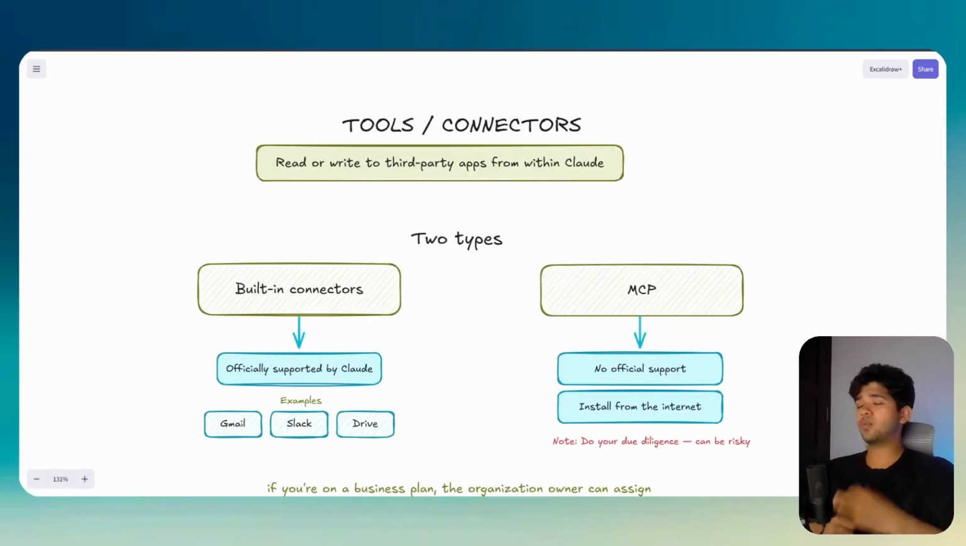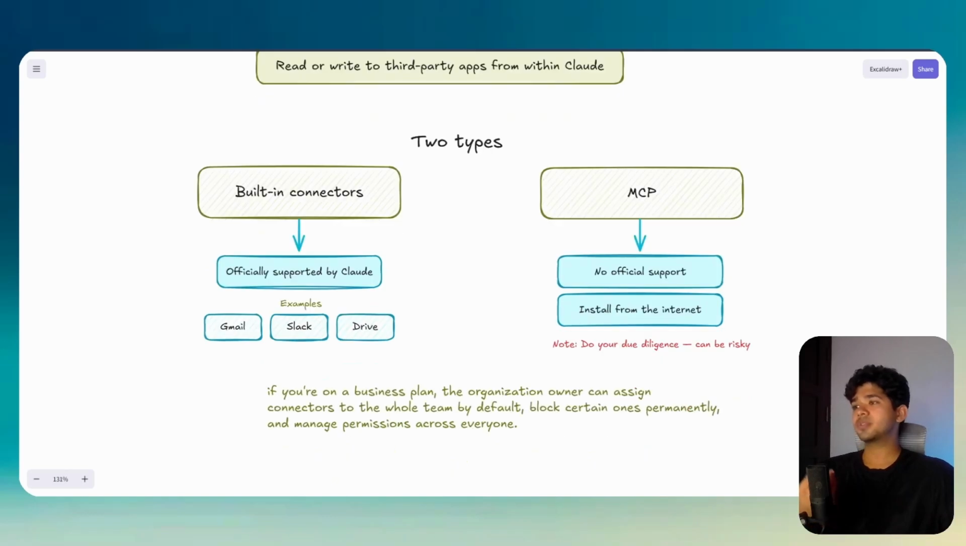The next concept I want you to understand is tools or connectors. So connectors are what enables Claude to read or write to third-party applications within Claude. So instead of you having to switch between tabs, you just specify Claude to do a task and it does it for you on your behalf. Now there are two types of connectors. The first one is built-in connectors. These are connectors which are officially supported by Claude.